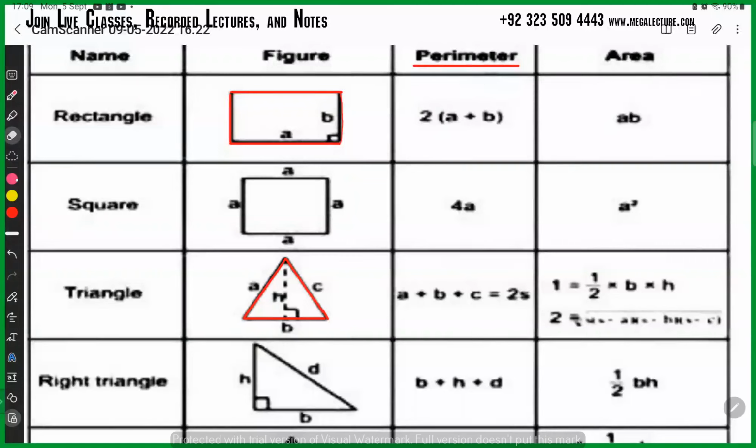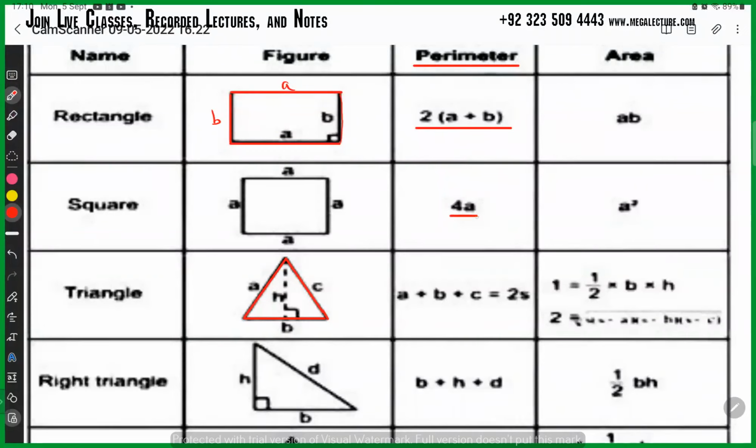Okay, so in case of perimeter, if we talk about this rectangle, if this side is A, this side is also A. If this side is B, this side is also B. So it would be A plus B plus A plus B. And I can write it as 2a plus 2b, and I can take 2 common, and that would give me 2(a plus b). So this is the perimeter of a rectangle. Any confusions with this? No, ma'am. No confusions.